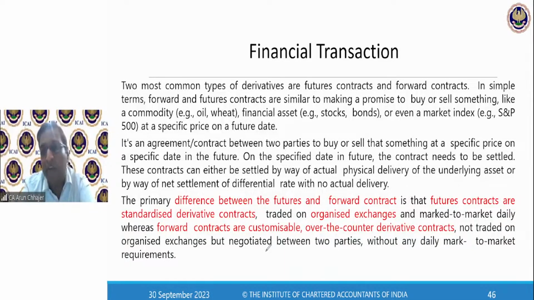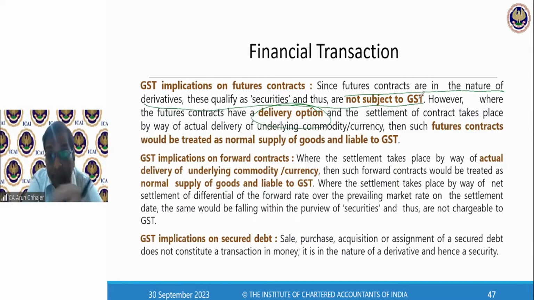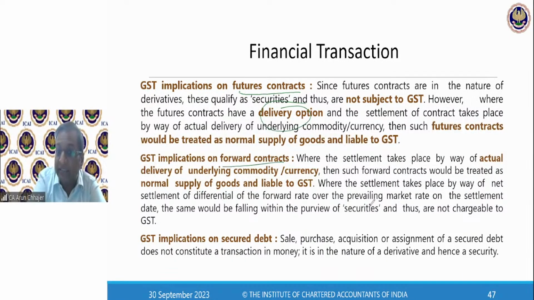But for the time being, if we talk about taxability of GST on these derivatives: first we have discussed that derivatives are security. Per se, they are not chargeable to GST. But further they are saying, if there is any delivery option, it means future contracts are in the nature of derivatives. These qualify as security, not chargeable to GST. But at the same time, if there is any delivery option, it means you are taking delivery of the underlying asset. In that case, it will be converted into a supply. So what is the underlying asset? And accordingly, the GST would be charged. Whether it is a future contract or a forward contract, if there is any delivery option, then in that case, it will be treated as supply.